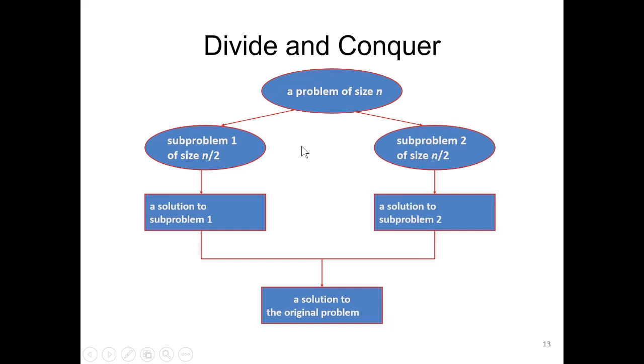It looks like this. A problem of size n is divided into subproblem 1 and subproblem 2. Each subproblem is of size n by 2, and the solution to each subproblem is arrived at in the next step. Finally, we combine those solutions to obtain a solution to the original problem. This is the concept behind the divide and conquer strategy.